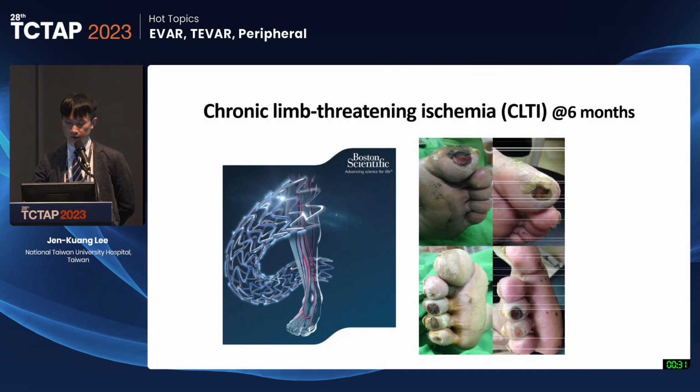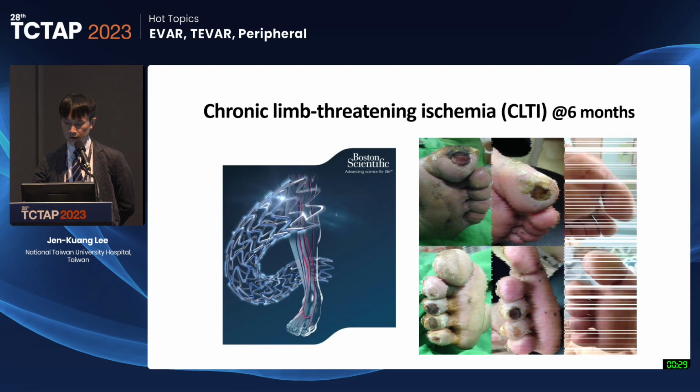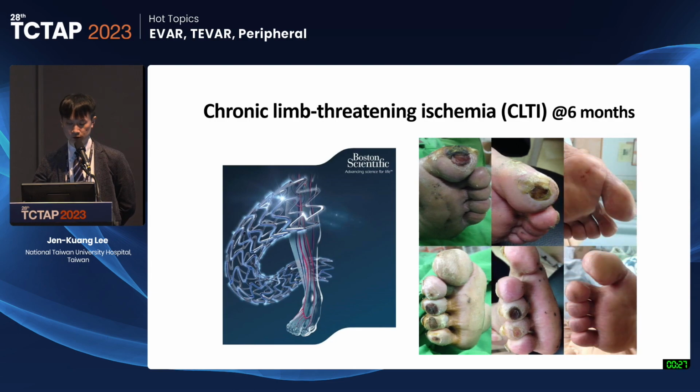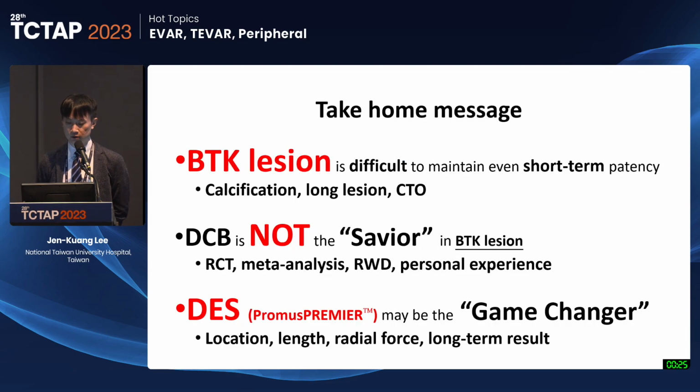So let's see one case. That's the clinical scenario like this at 3-6 months. So this is our take-home message. Below the knee lesion is difficult to maintain even short-term patency. So this is due to the calcification, long lesion, and the chronic total occlusion. Currently, DCB is not the savior in below the knee lesion. It's from the RCT, meta-analysis, real-world data, and the personal experience.